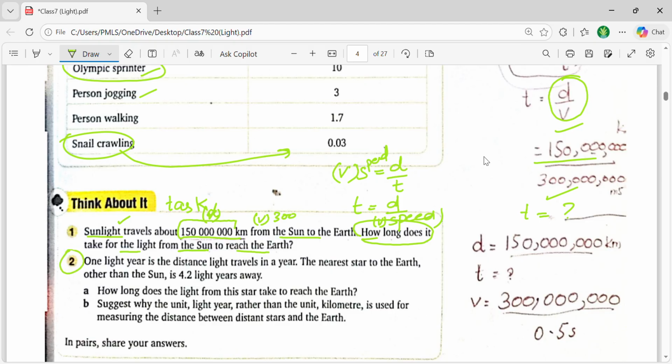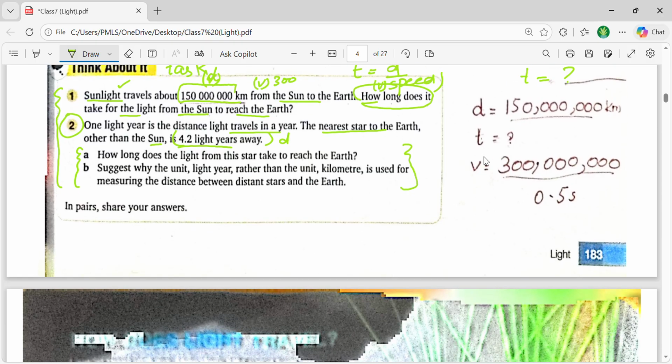A similar example has been mentioned here. They say 1 light year is the distance that light travels in a year, and the nearest star to the earth other than the sun is 4.2 light years away. So that's basically the distance, and by using this I want you to calculate these two, and I will ask you in the next class. You can also send me a screenshot, or just take a picture after solving these two problems. Let's move forward. I have given you the formula, you can just apply it. If there is any problem, you can ask me.